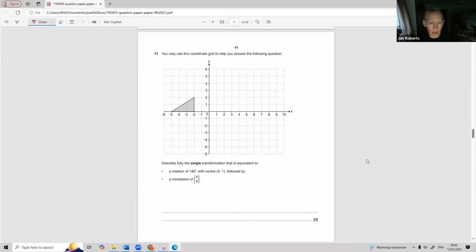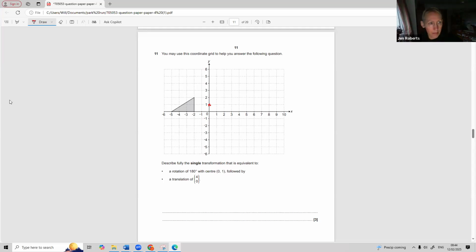So describe fully the single transformation that's equivalent to a rotation of 180 degrees with centre (0, 1), followed by this translation. So I need to rotate the shape 180 degrees from (0, 1). We've not been given a direction, doesn't matter, does it? You get to the same place clockwise or anti-clockwise. So I'm going to put my tracing paper over this shape and I'm going to turn it 180 degrees.